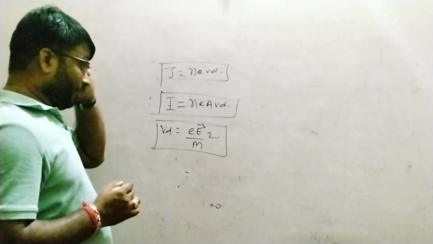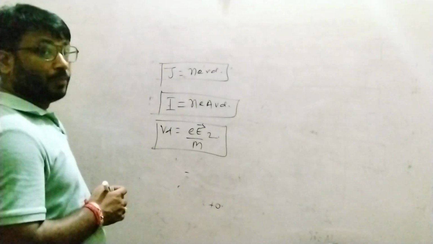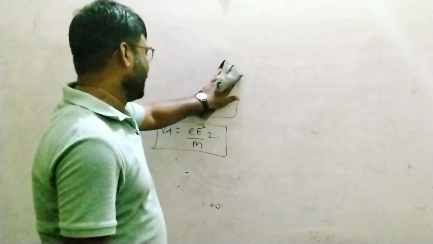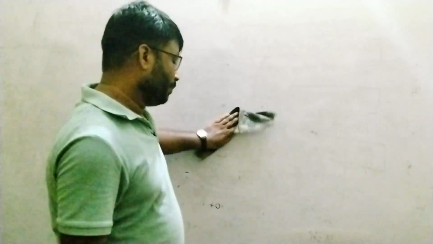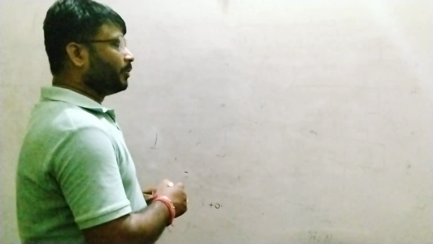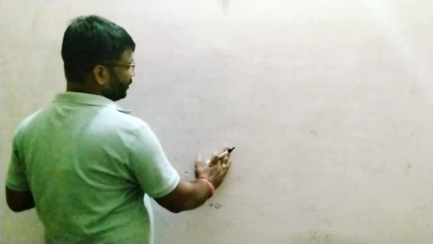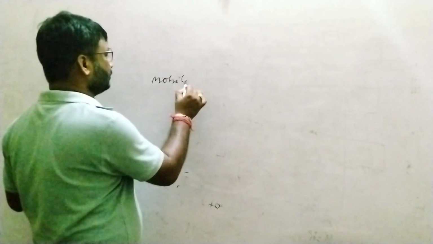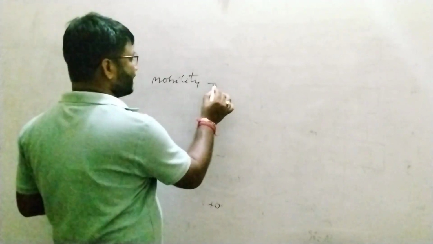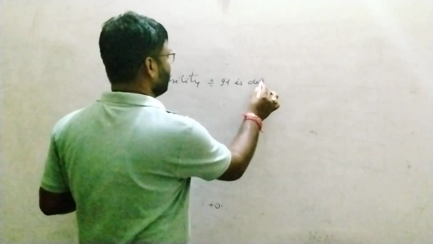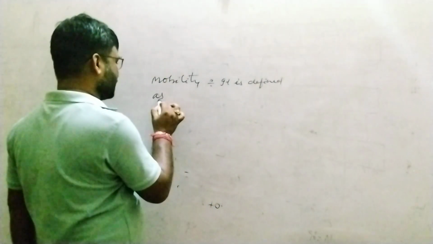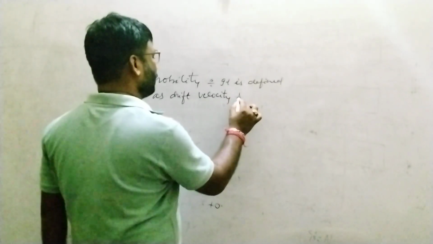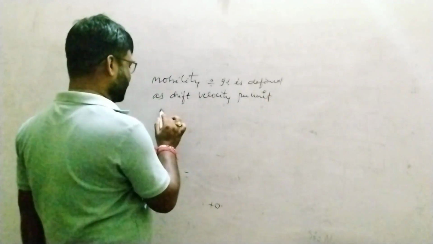Now after that we will move toward another topic, that is called mobility. What do you mean by mobility? Mobility is defined as the drift velocity per unit electric field. Mobility indicates the moving capabilities of charged particles. Mobility is defined as drift velocity per unit electric field.